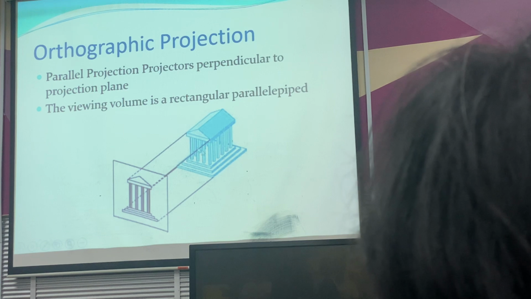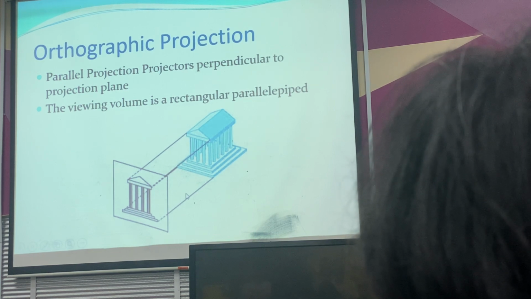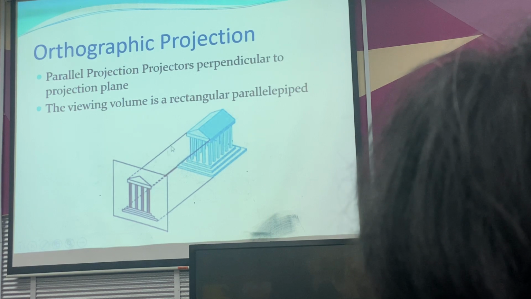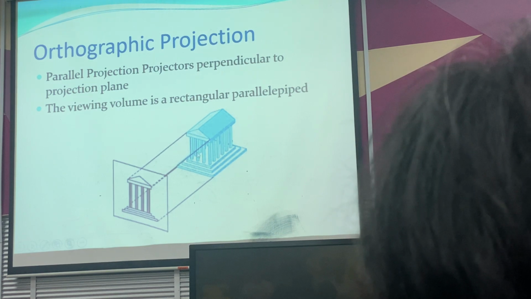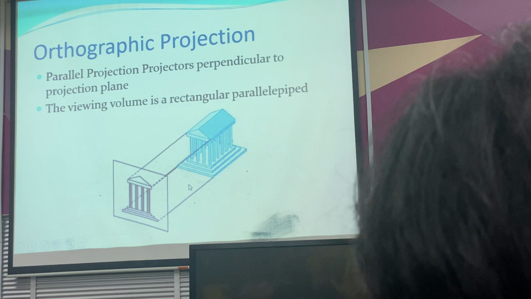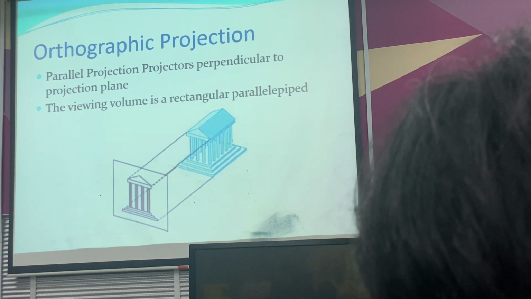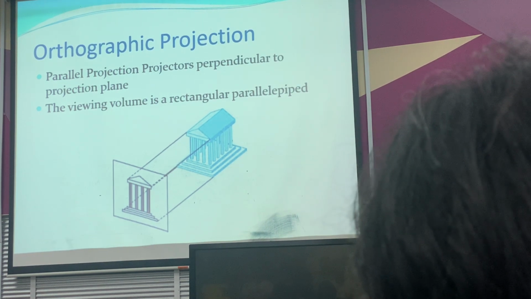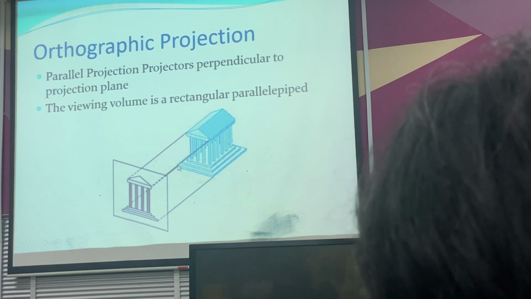Okay, the orthographic projection. When you are asked to draw an orthographic projection, you must show the projection lines that are parallel. This is the feature, and the shape of the viewing volume is a rectangular parallelepiped. Your default viewing volume in OpenGL is a cube, a parallel cube, so it's orthographic.